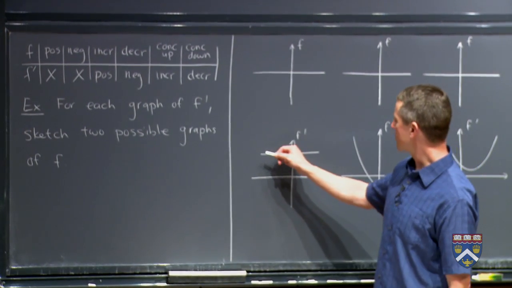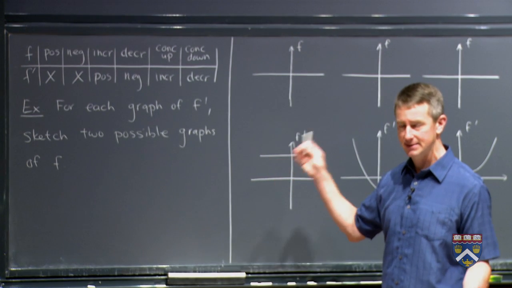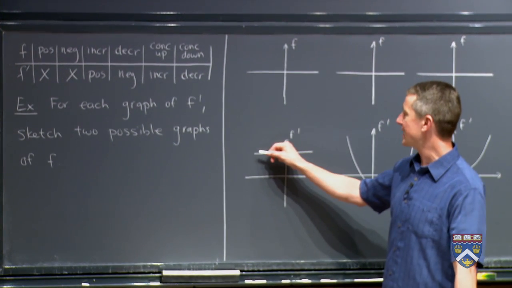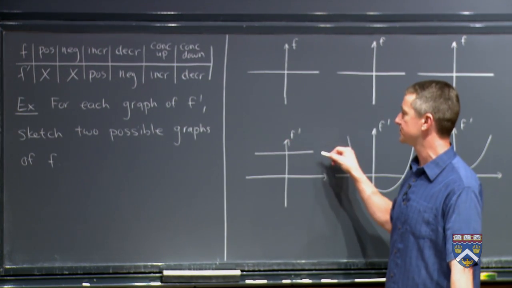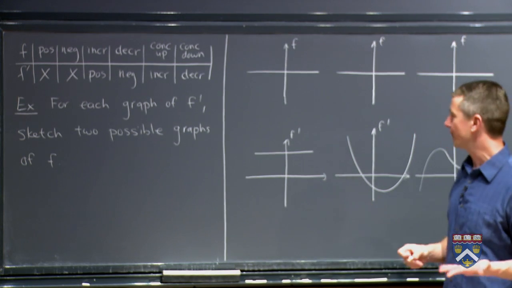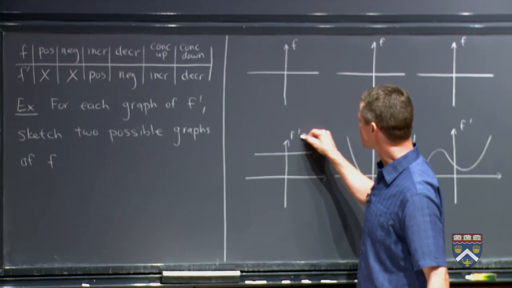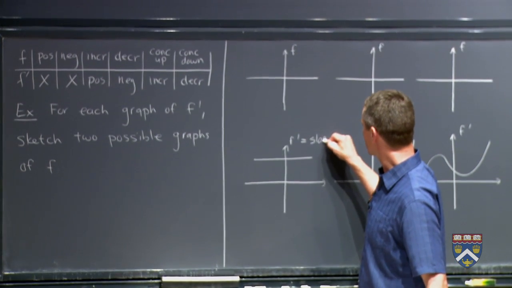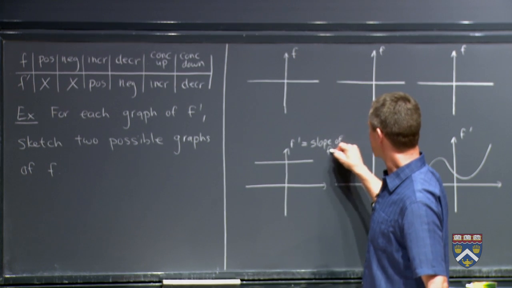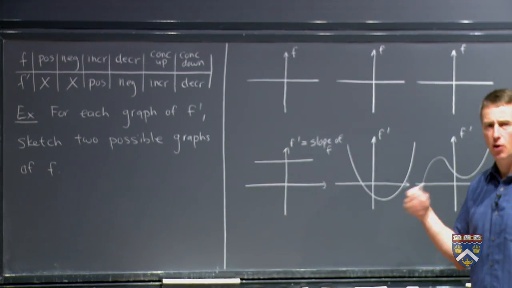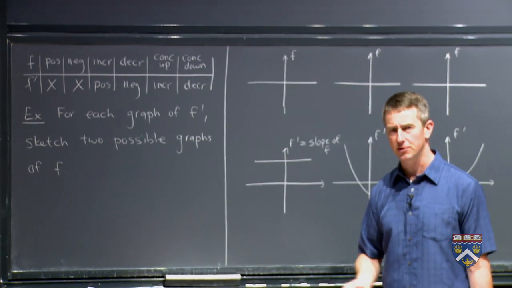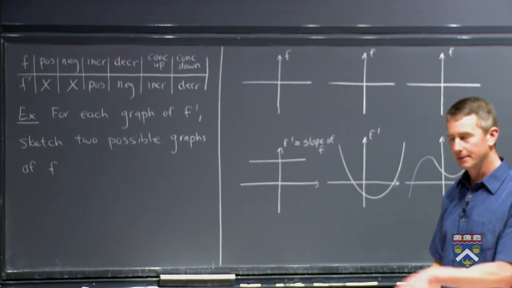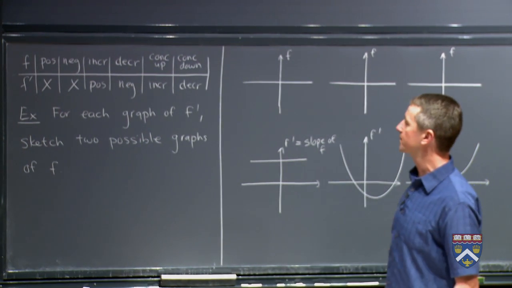So in this case, my f prime is a horizontal line. It's constant. So maybe this is just staying up there at 3. So f prime is always 3. What does that tell us about f? Remember, f prime is the slope of f. So this is telling us the slope of f is always 3. What does a graph look like whose slope is always 3? That's just a linear function with a slope of 3.